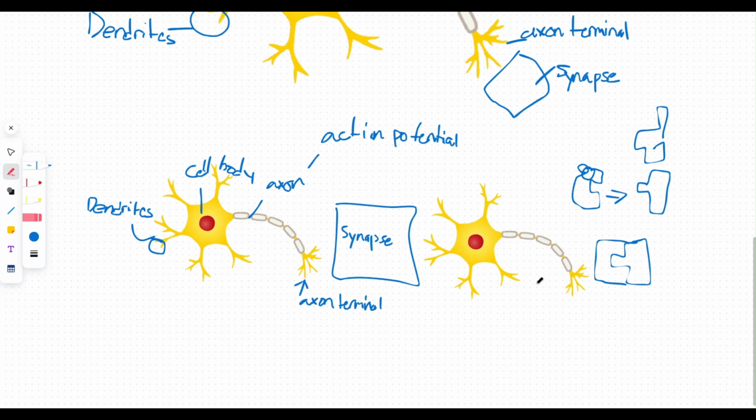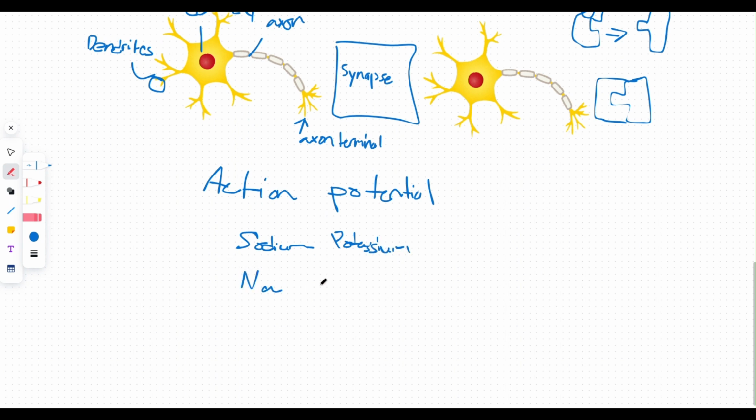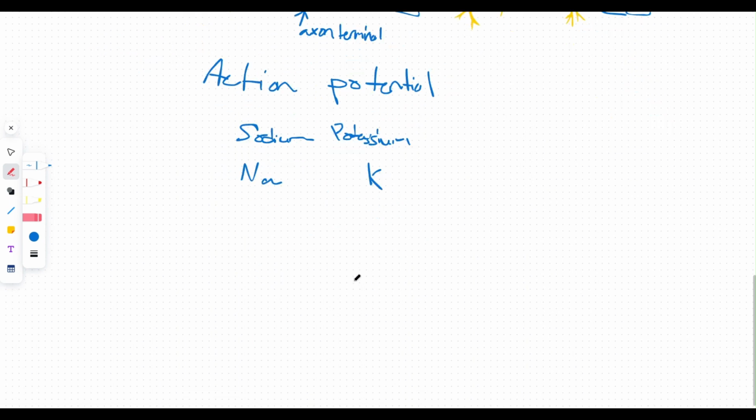But you might be asking, wait, how does the axon actually generate electricity? I've mentioned action potential, and we'll get into that right now. Action potential in a neuron consists of sodium and potassium, so Na and K.